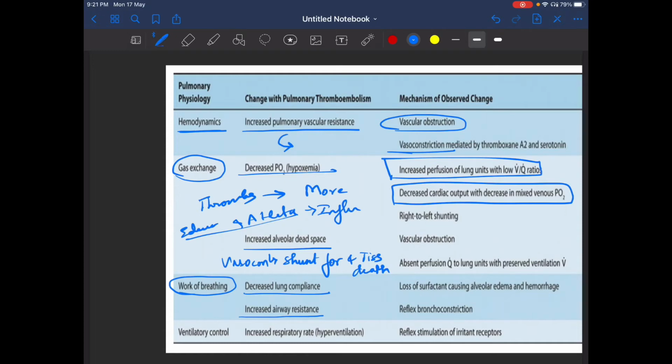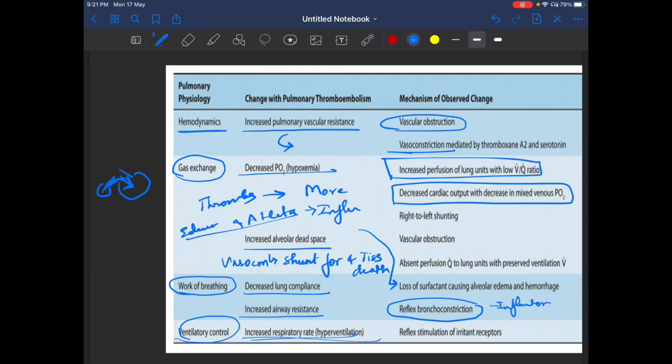this causes loss of surfactant, which in turn causes the small alveoli, which are connected to big alveoli, to collapse fast and quickly because the closing pressure is very low and the pressure inside the alveolus is very high in small alveoli. Okay, here there will be reflex bronchoconstriction due to inflammatory markers, and ventilatory control, increased respiratory rate as in tachypnea. So this is how the pathophysiological changes will affect.